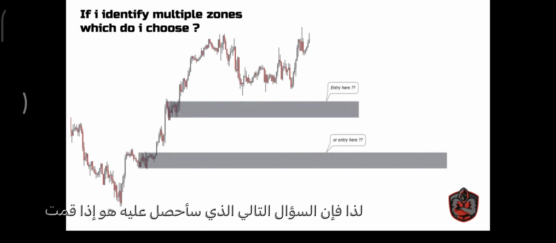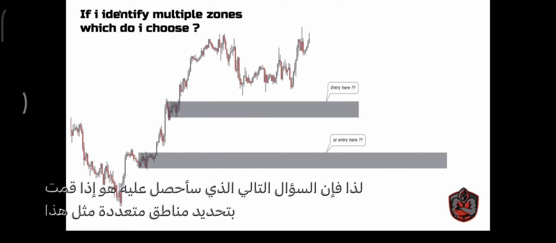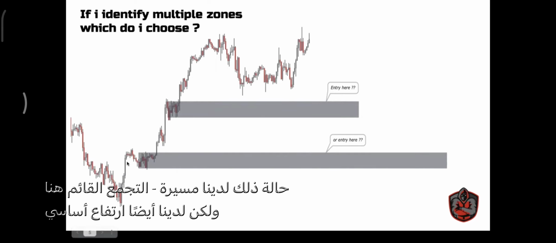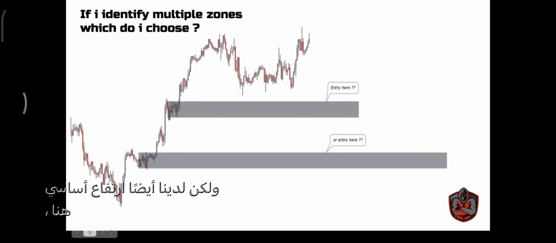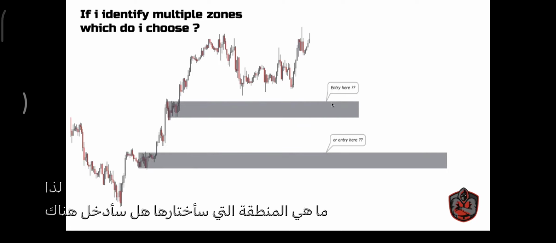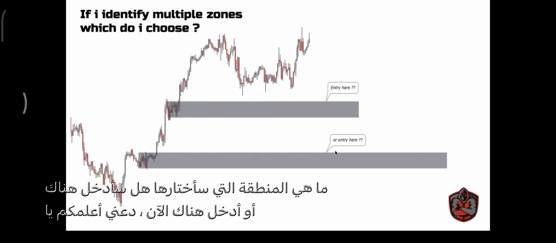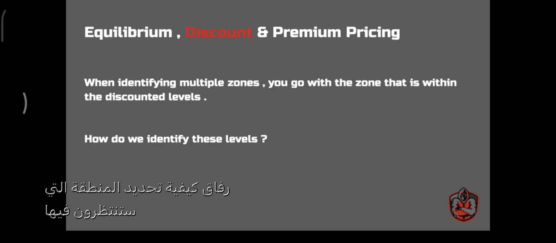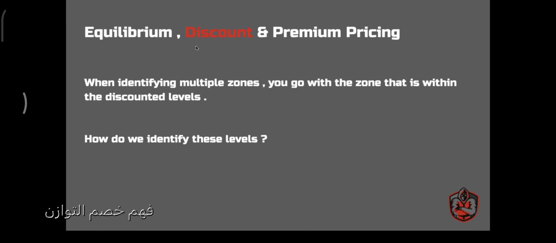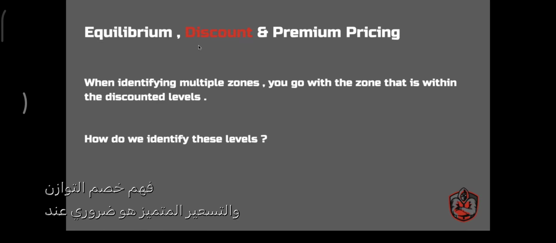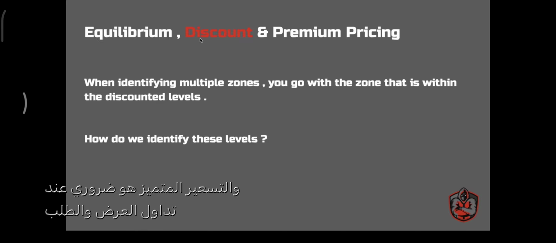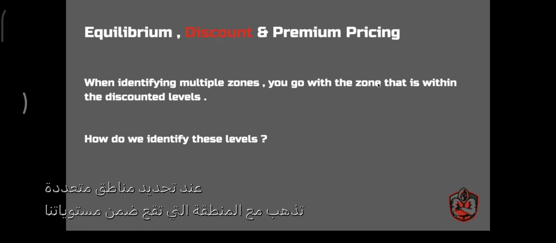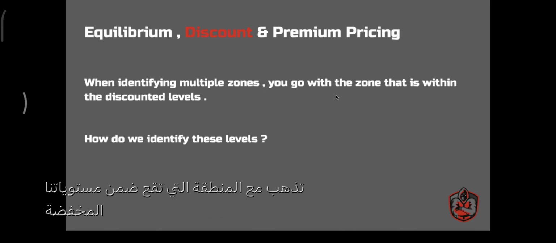So, the next question I'll get is, if I identify multiple zones, like in this case, we have a rally base rally here, but we also have a rally base rally here. So, which zone do I choose? Do I enter there or do I enter there? Now let me teach you guys how to select which zone you would wait for. Understanding equilibrium, discount, and premium pricing is essential when trading supply and demand. When identifying multiple zones, you go with the zone that is within our discounted levels.